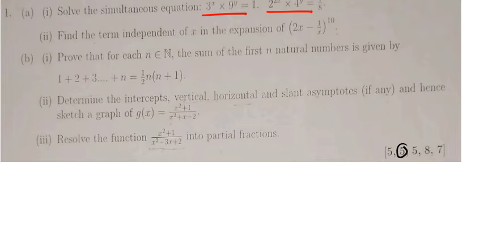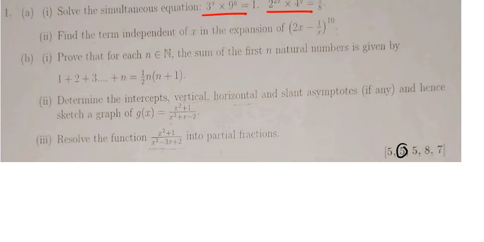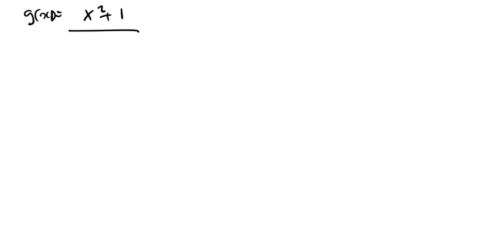Now let's do this. I'll write this question here. The question goes like this: g of x is equal to x squared plus 1 over, but I have forgotten what is supposed to be down here. x squared plus x minus 2. x squared plus x minus 2. Okay.